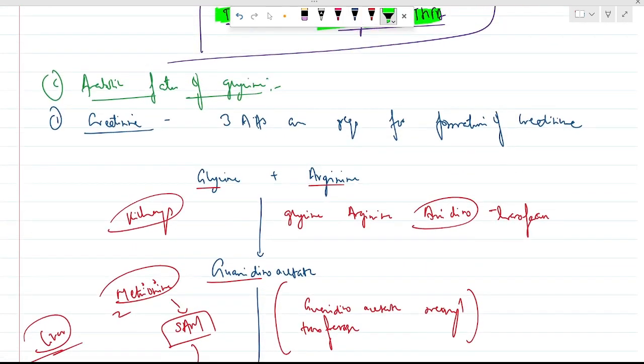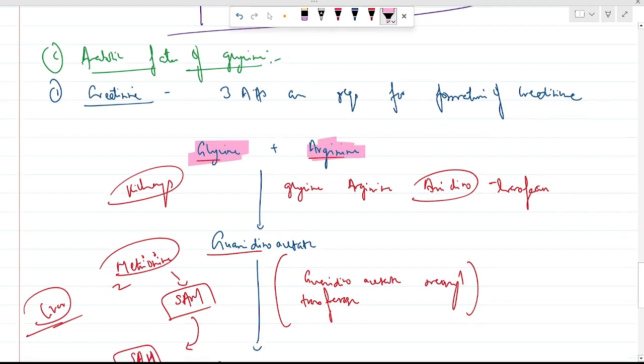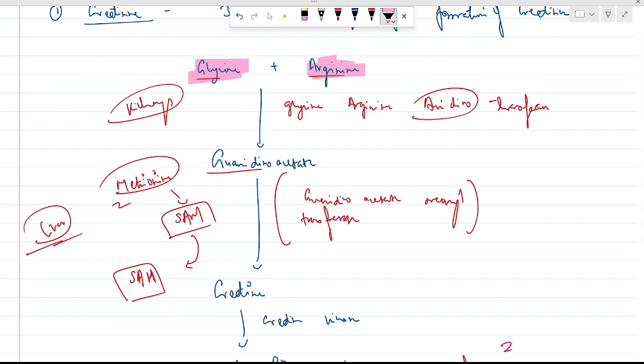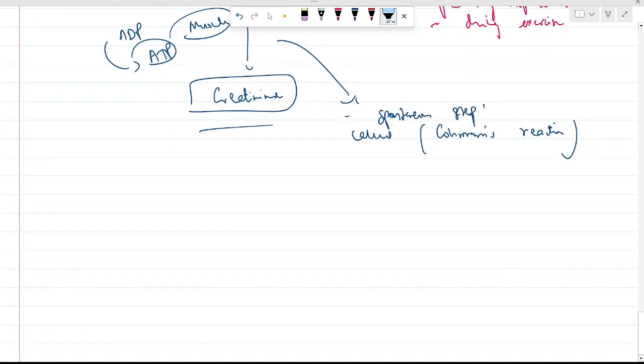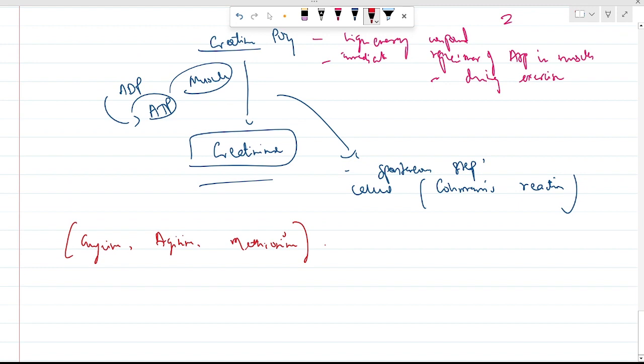Three amino acids are involved here. Yes, glycine, arginine, and what else? What else can you see? Yes, methionine. So we'll write this again: glycine, arginine and methionine are required for creatinine production. And the last step is our spontaneous step. Asked frequently. Yes, creatine phosphate properties are also asked. It's a high energy compound.